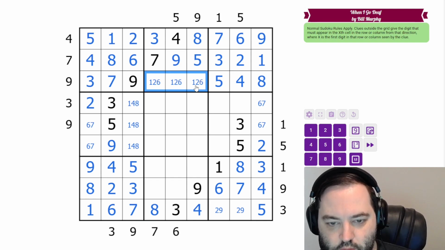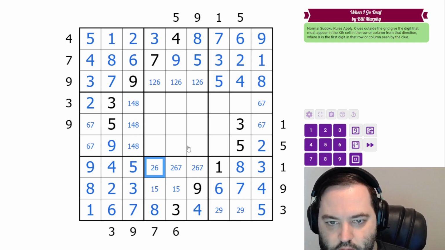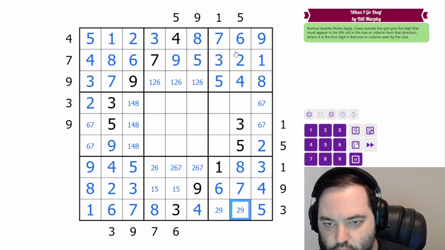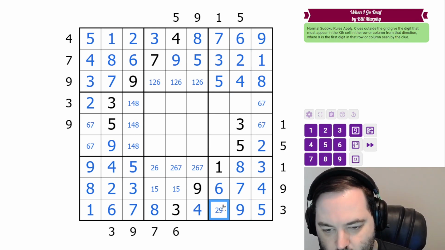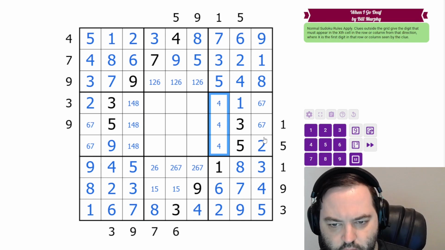These are 1, 2, and 6. These are 1 and 5. These are 2, 6, and 7. That one's not 7. The 2 up here that we placed looks down. And this is a 1 to finish the column. These are 4, 8, and 9, and that one's not 9.